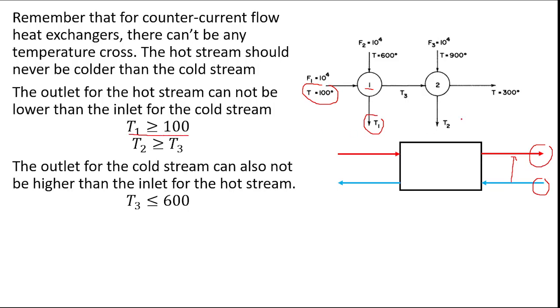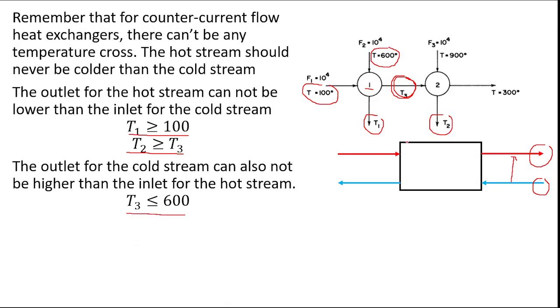Then the same thing for exchanger 2. Out for hot should be higher than in for cold. So T2 should be greater than or equal to T3. And then for the last one, cold can also not be hotter than hot. If we look at it, this is the cold stream here, right? So the out for cold should also be less than the in for hot. So that's the last constraint we have here.